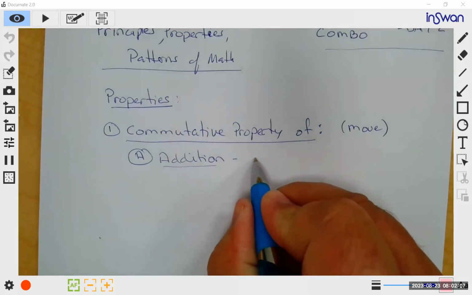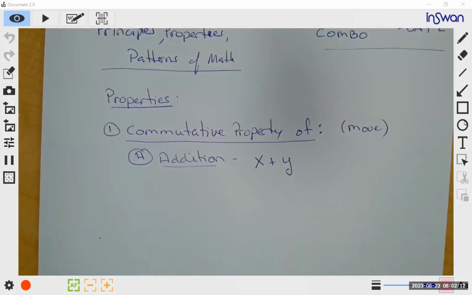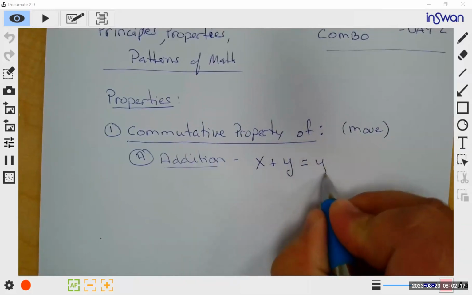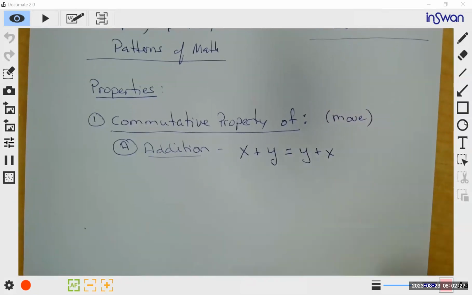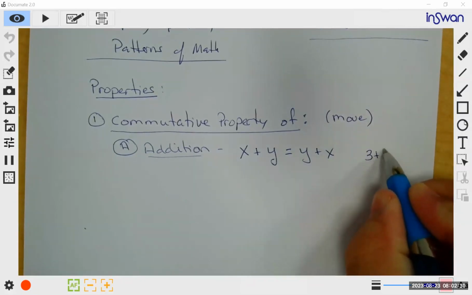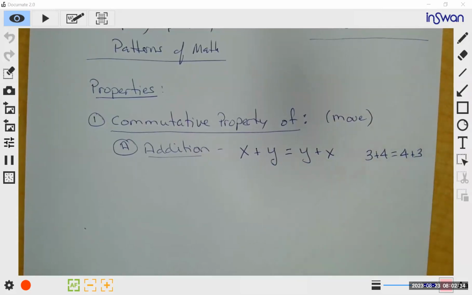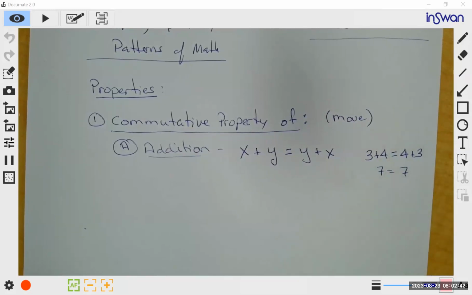The first rule says this. If we have two numbers, X and Y, I don't care what they are, it could be anything, I can move them around. X plus Y is the same thing as Y plus X. Three plus four equals 4 plus 3. Doesn't matter which order they're in. I can move them around if I want to. They both equal 7.